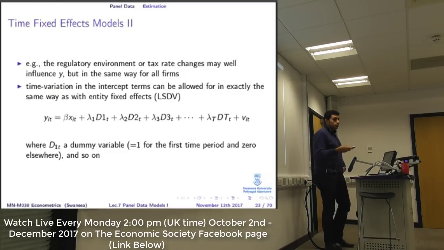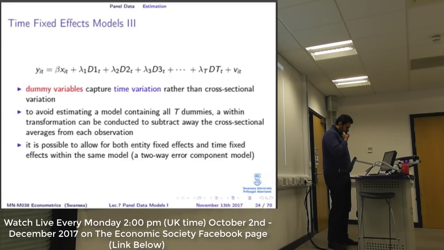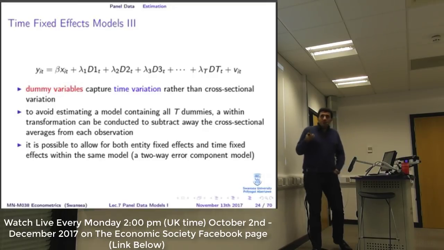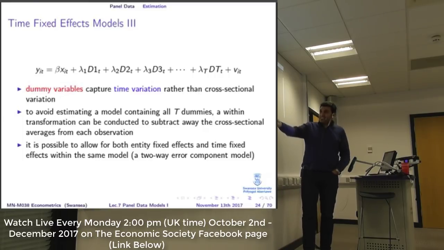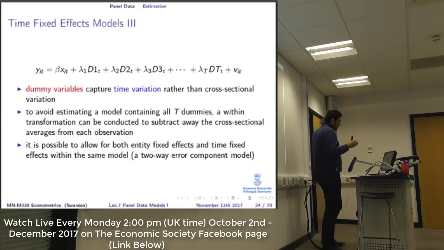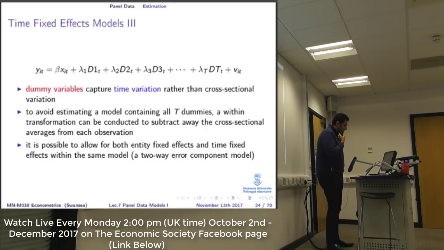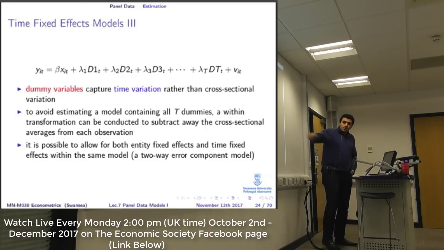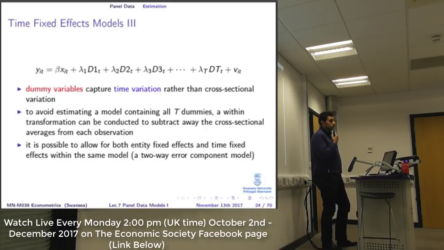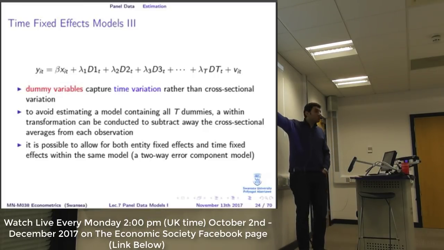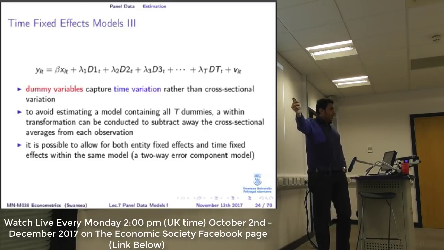In that sense, we just introduce dummies, or we allow the intercept to vary either across entities if we're looking at the fixed effect model, or if you're looking at time fixed effect, you allow the intercept to vary over time. So we already explained this. Again, if you want to avoid estimating a model containing all T, capital T, the time element, how long your data is, then you can do a similar transformation. You can follow the within transformation in the same way, subtracting the cross-sectional average from each observation. And also, it is possible that you could introduce these dummies or allow the intercept to change over time.